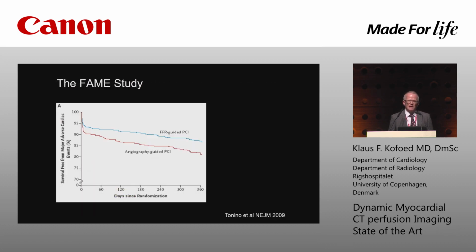The invasive FFR measure is a great example of how it should be done to check whether a new test is helpful or not. This is an old study. What they looked at here was if you just do the anatomy, compared to if you, on top of the anatomy, measure the functional significance of the stenosis. And what they were able to show is that if you combine anatomy and function, you probably have a better outcome than if you just have the anatomy.